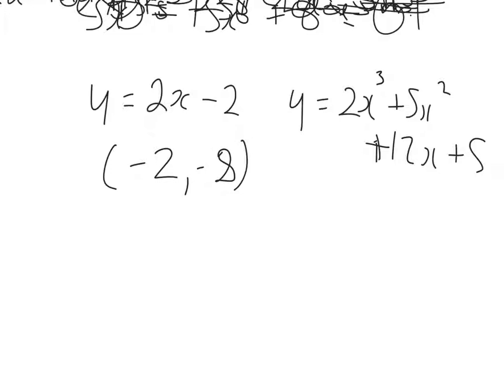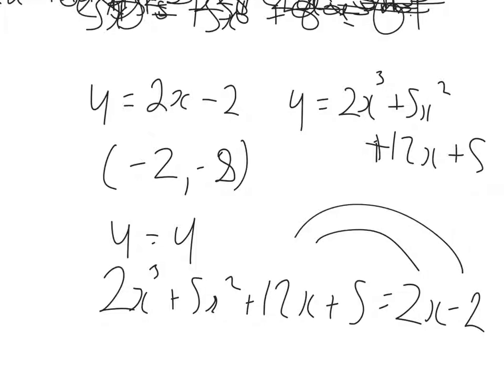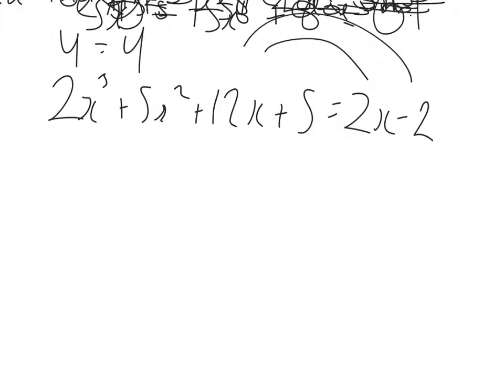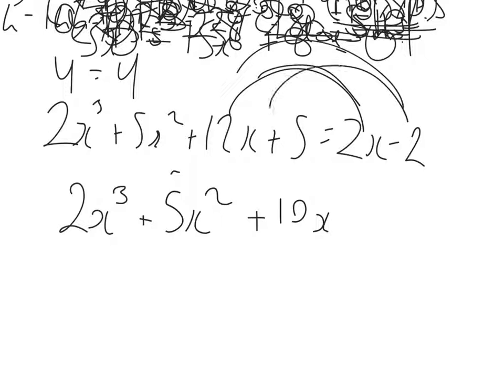So I'll make y equal to y: 2x cubed plus 5x squared plus 12x plus 5 is equal to 2x minus 2. Then bring those terms across and make it equal to 0. So 2x cubed plus 5x squared. So I've got a plus 12x minus 2x will be plus 10x. And I've got a plus 5 plus 2, and that'll be plus 7 is equal to 0.